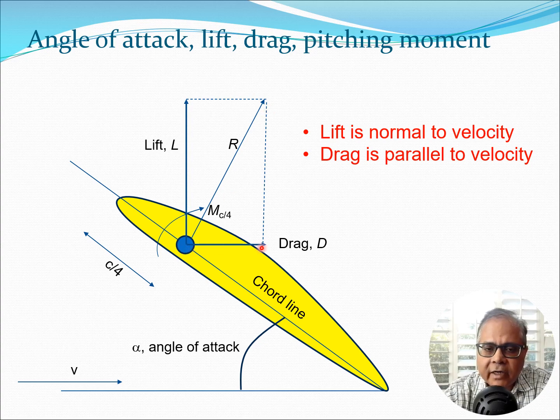Now what we do is that we resolve this R into two components. One is parallel and one is normal to the direction of the velocity. The component which is normal to the velocity is called the lift, denoted by L, and the component which is parallel to the velocity is called drag, denoted by D. These are two very important things to remember as far as aircraft are concerned: lift is a force which acts normal to the velocity and drag is the force which acts parallel to the velocity. Of course these are both forces, so the unit here will be Newton, and for the moment the unit will be Newton meter.